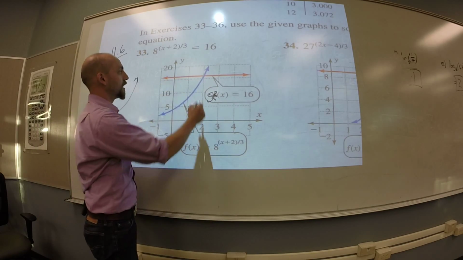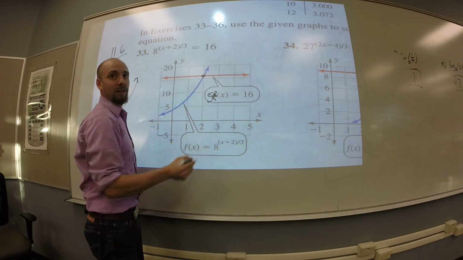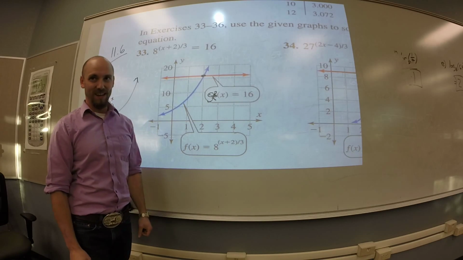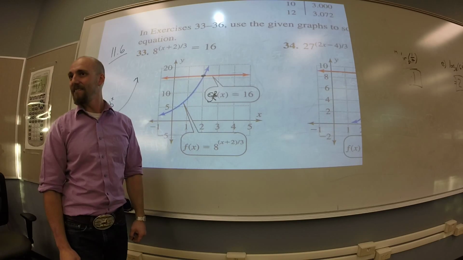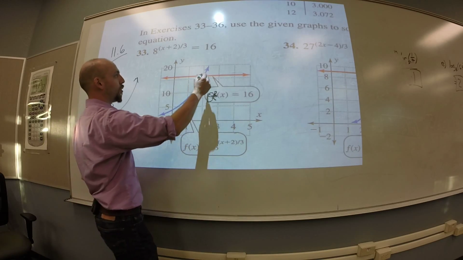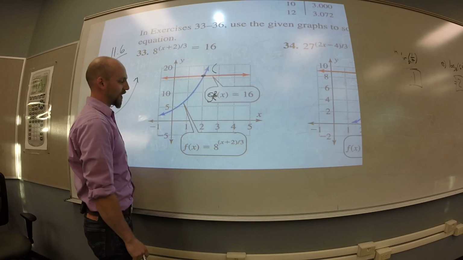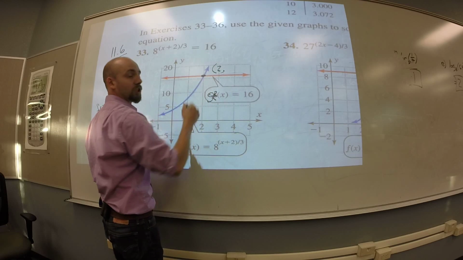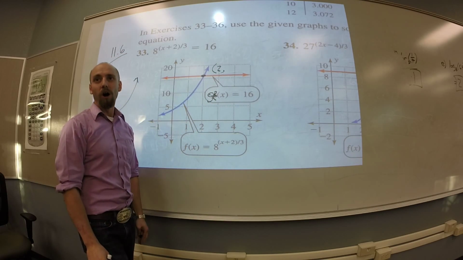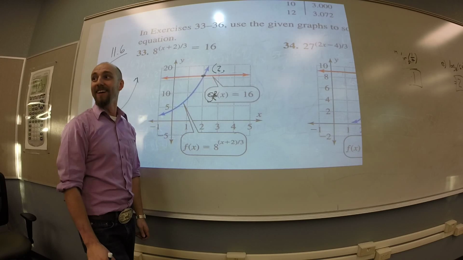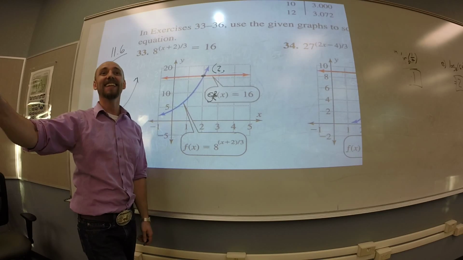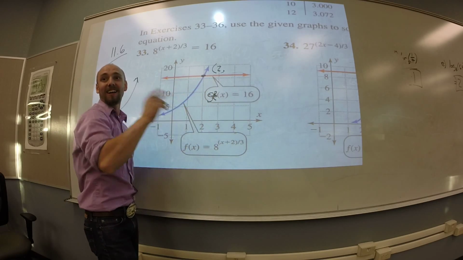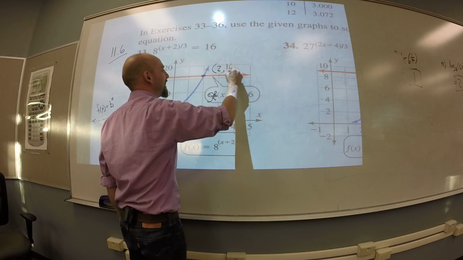So it matches here. But what does here mean? It's a point. What's the x value at that point? It appears to be 2, assuming the picture is good. What's the y? It's 16. How do I know it's 16? Because it's on the red line, and the red line says y is always 16.